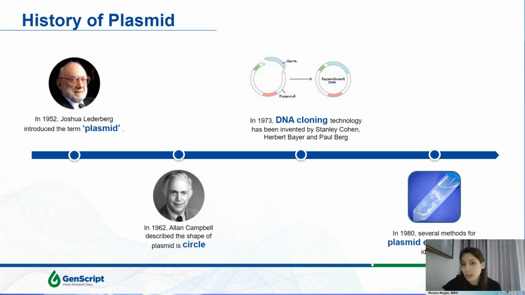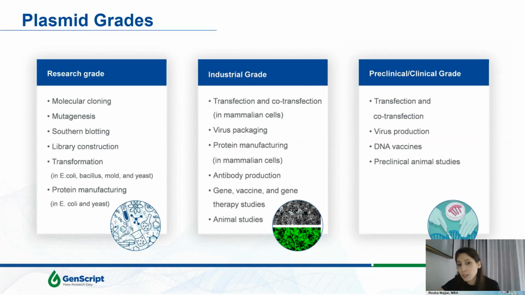So for plasmid purification, of course, plasmids have been around for many, many years. They've been really instrumental in a lot of the molecular biology workflows, as well as some of the most basic workflows that enable us to go into different applications. So, of course, there are different grades of plasmid, whether you're doing a standard research grade or you're doing industrial or preclinical, each one has its own requirements as well as its own throughput.